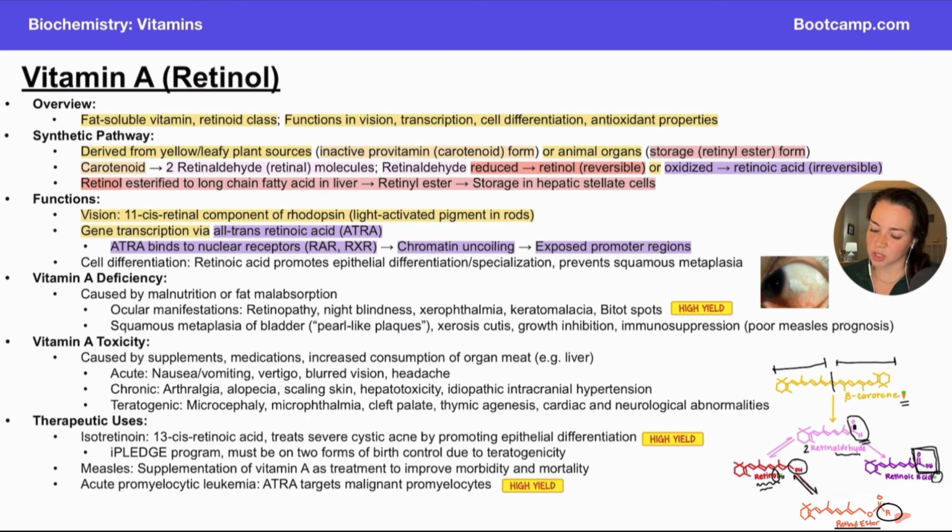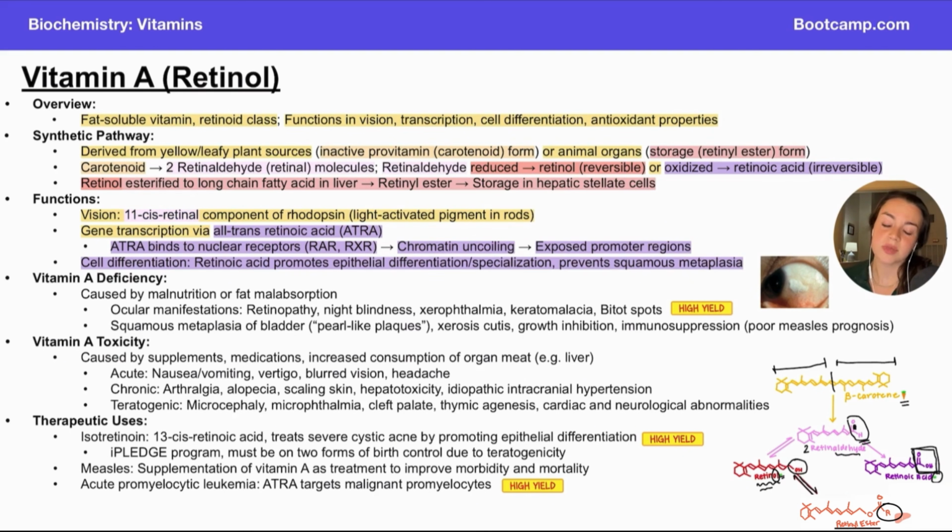And then another big function of our retinoids, which is just what we call this whole family of compounds down here, is cell differentiation. Specifically, retinoic acid promotes epithelial differentiation and specialization and can prevent squamous metaplasia. And that's why you'll see retinoids involved in all sorts of anti-aging skincare products, acne treatments, things like that we'll get into in a little bit.